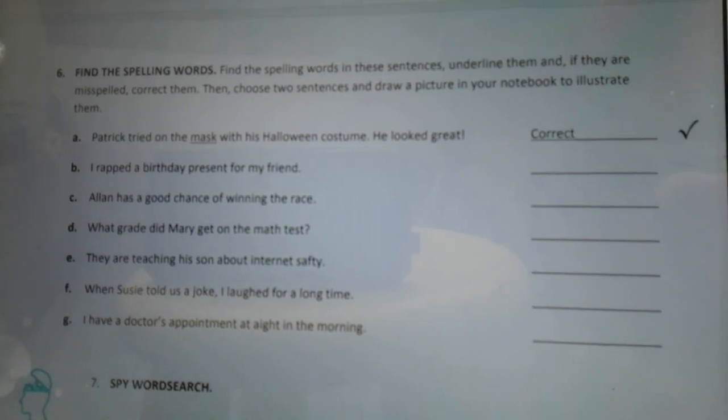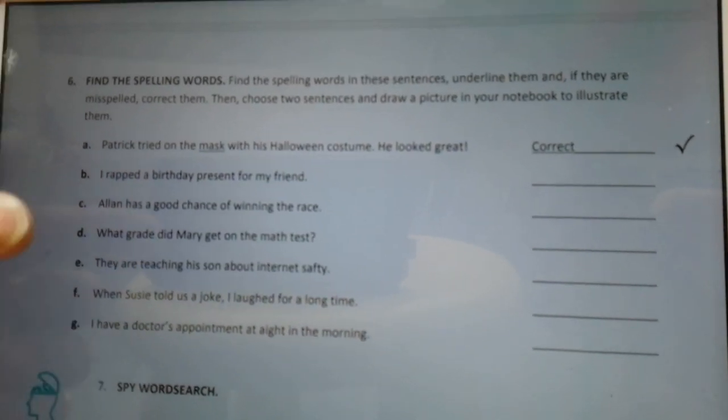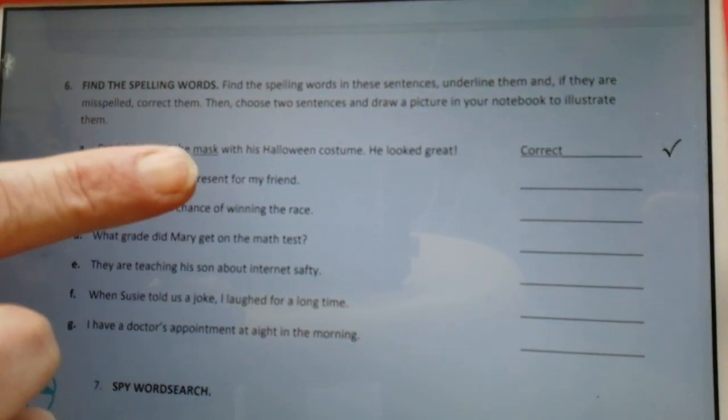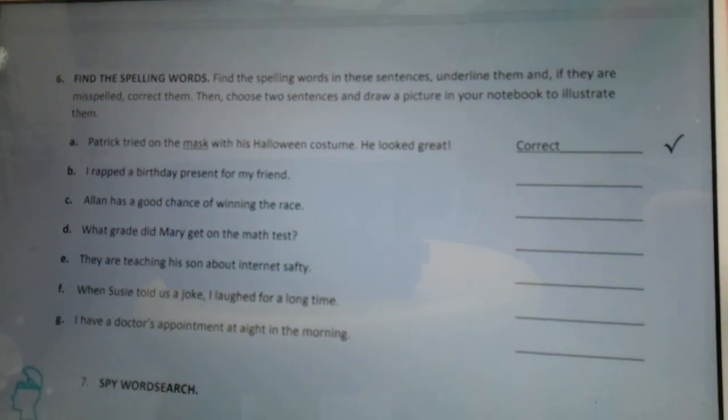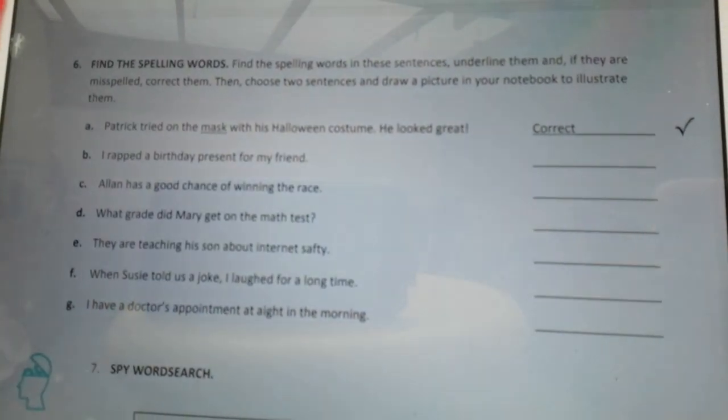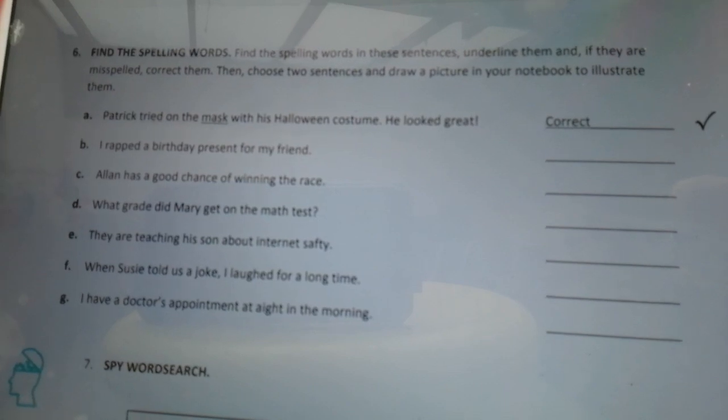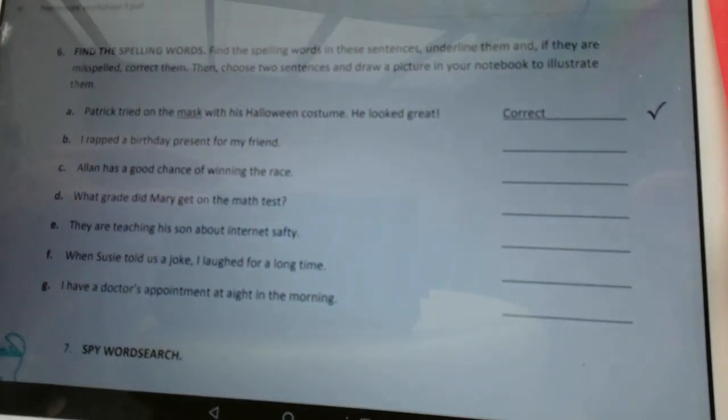On activity 6, remember you have to read the text and find which is the word that is a spelling word for the week, and figure out if it's correct or incorrect, okay? And if it's incorrect, write it properly, okay? All right, so let's read the text together.